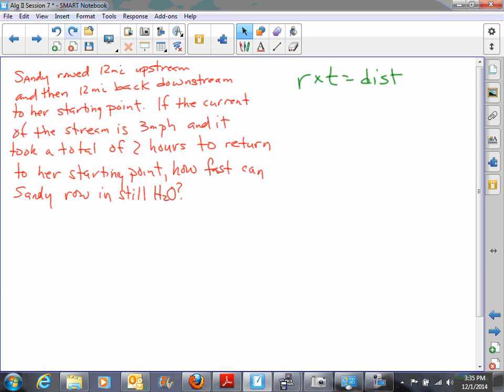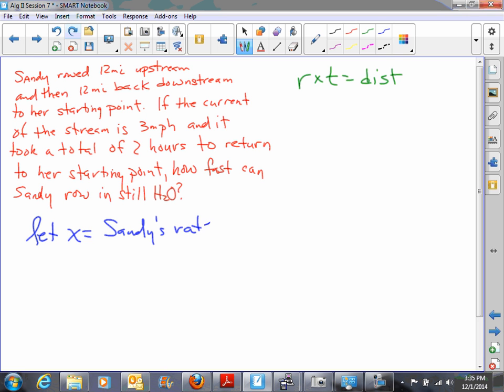For example, first of all, what we would like to know is how fast Sandy can row in still water. So let's let x equal Sandy's rate in still water. Now, you're going to have to think about this for a minute, but it should make sense. And this works with boats in water, airplanes in wind, all that kind of stuff.